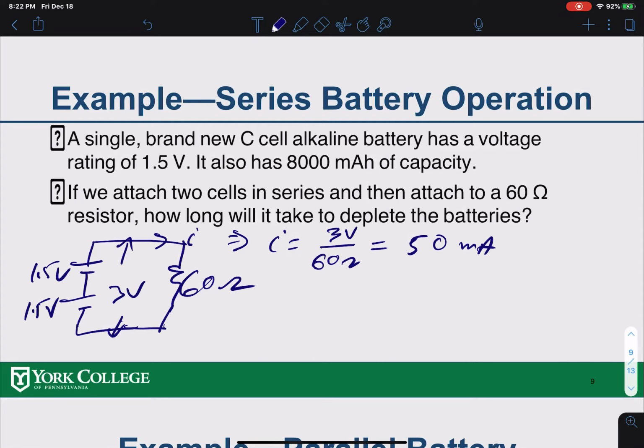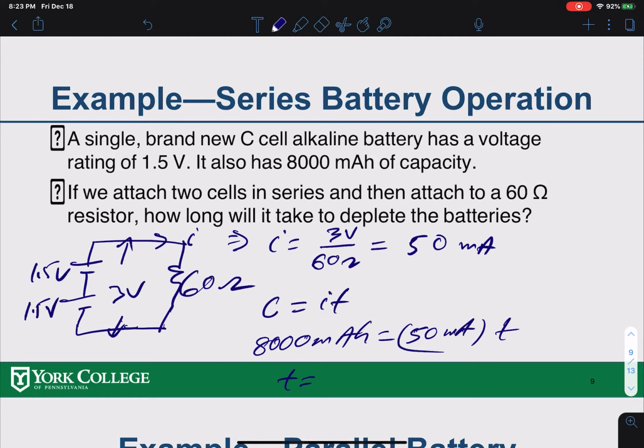So then my capacity is I times T, right? And the capacity is 8,000 milliamp hour. My I is 50 milliamps. Then I'm going to find the T. So your T would be 8,000 over 50, 160 hours. So if I do that, my battery will run for 160 hours.